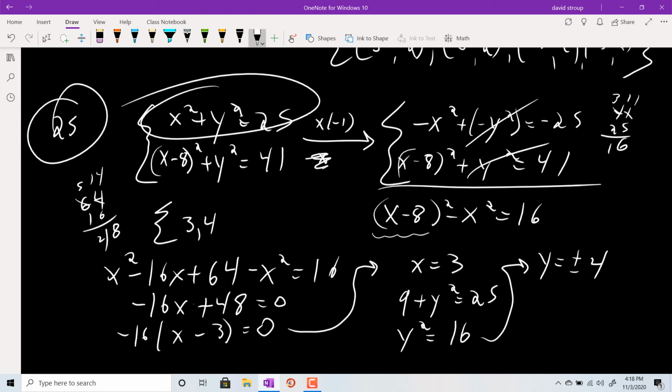3 comma 4 and 3 comma negative 4. Oh, sorry, 2 solutions. Okay, that makes more sense. Okay, so if I square them, I get 25. 9 plus 16, 9 plus 16, both 25. x minus 8. So 3 minus 8 is negative 5. Negative 5 squared is 25 plus 16. 25 plus 16 is 41. And then for the other one, 3 minus 8 is negative 5. Squared is 25. And then, oh, it's the same thing. So they both work. Okay, there we go.